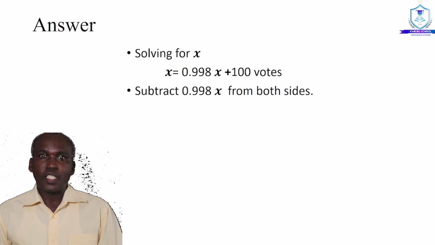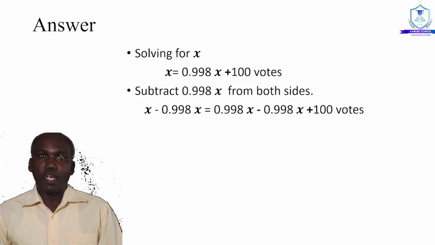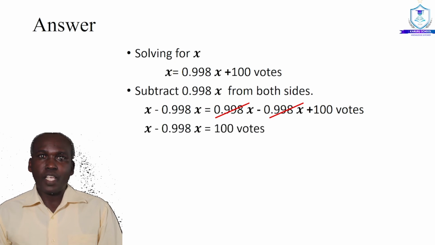Subtract 0.998x from both sides. The equation now becomes x minus 0.998x equals 0.998x minus 0.998x plus 100 votes. Upon simplification, the equation now becomes x minus 0.998x equals 100 votes.